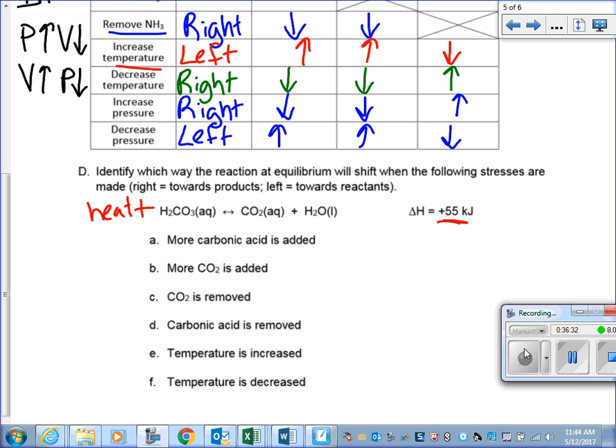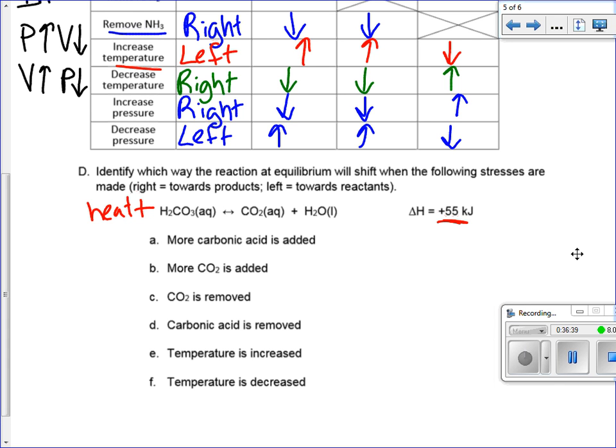Oh, I did forget one more important thing, just to let you know. This one has a what in it? Oh, water. Water that is a liquid. Liquids and solids do not affect equilibrium. So if you see them in here, that is not going to affect equilibrium. So if they said increase water, decrease water, you would say no shift. Because the water, because it's a pure substance, does not affect equilibrium.